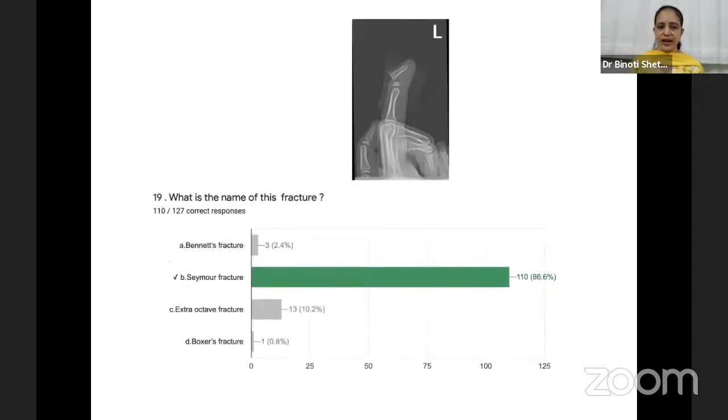What is the name of this fracture? Bennett's fracture, Seymour fracture, extra-octave fracture, or Boxer's fracture? So this is a distal phalanx physeal injury, mostly an open injury with a nail bed injury. So the correct answer is Seymour fracture, B, and 86% have got it right.